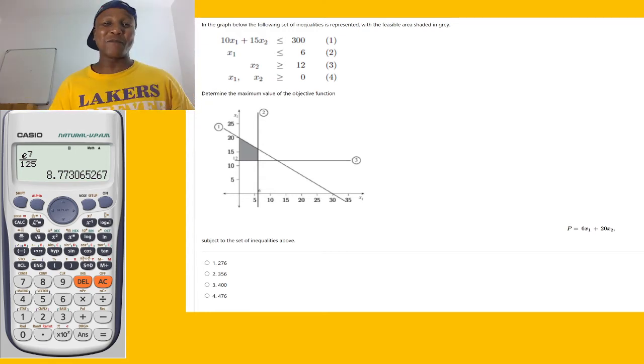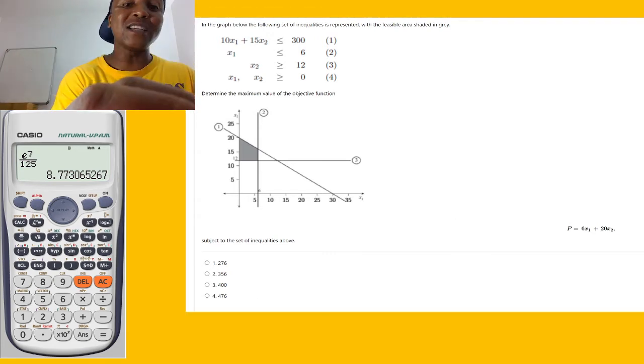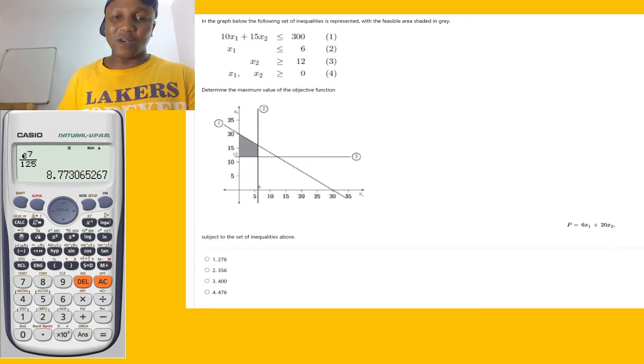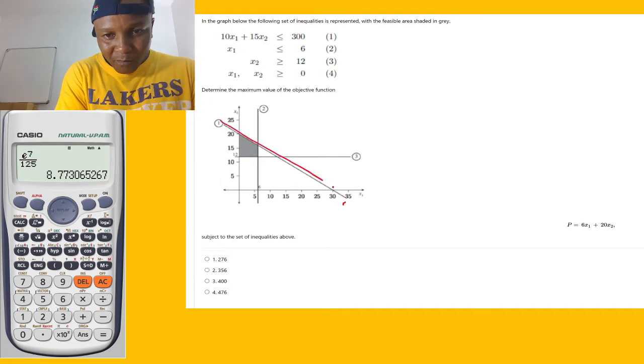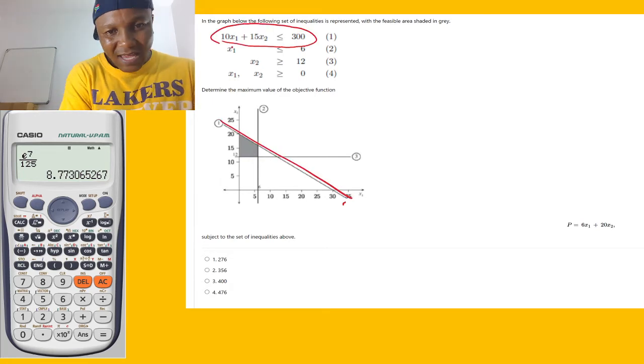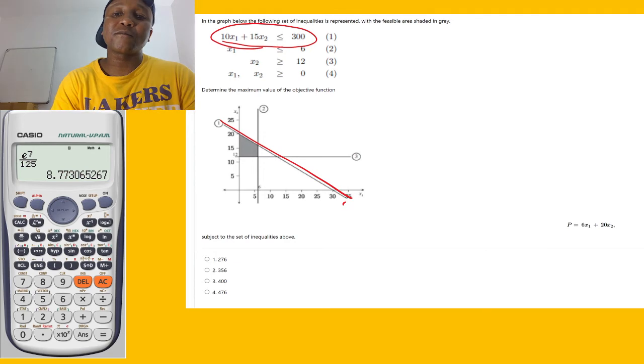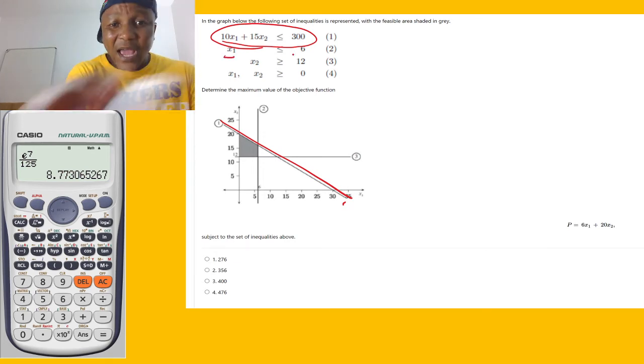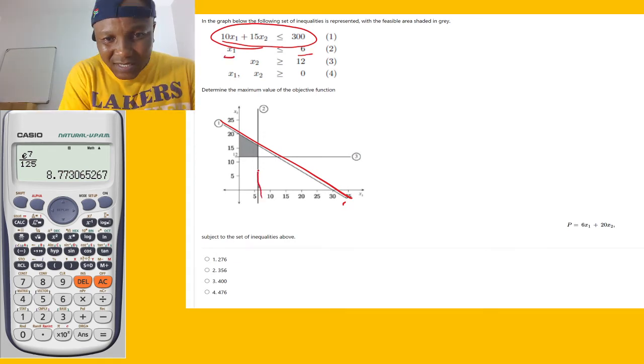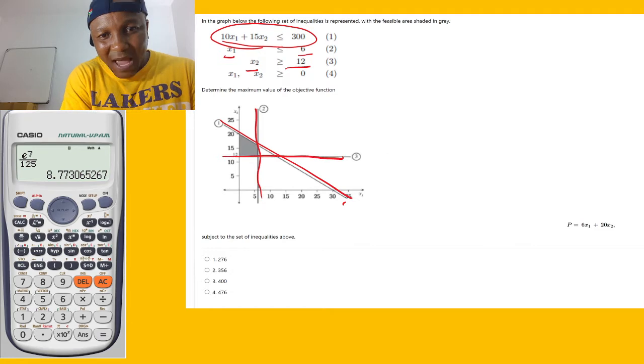Let's get started. So we have a question right here, okay? This question is way easier than you expect. I promise you. How do you solve it? Look, you see this line here? This line here is for this one right there. When x1 equals 6, this line is at 6, and x2 equals 12, you see here 12, x2. And x1 and x2 equal to 0 means 0 and 0.